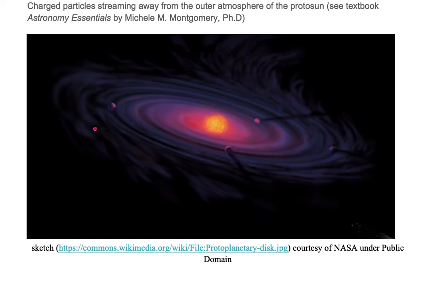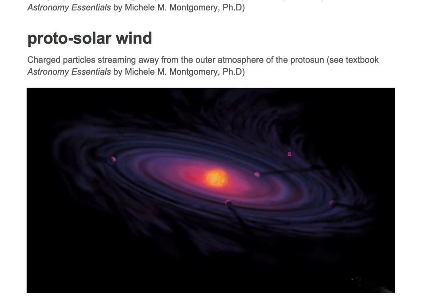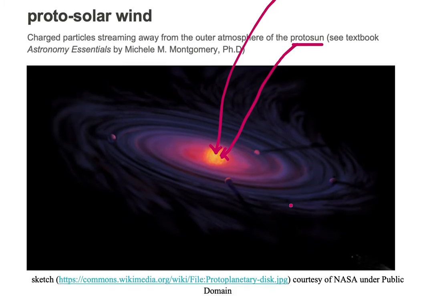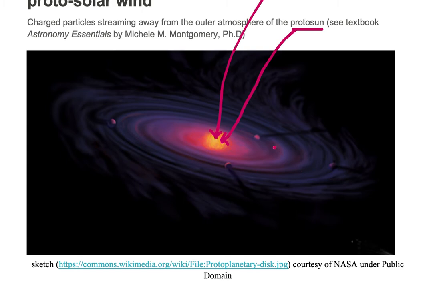Here we're looking at an artist's sketch of a protostellar system. We can see the protostar in the center. It could also be the protosun, which is the stage the sun was in when it was forming. We see an accretion disk with protoplanets forming. The accreted material is slowly spiraling and dumping in on the protostar or the protosun.